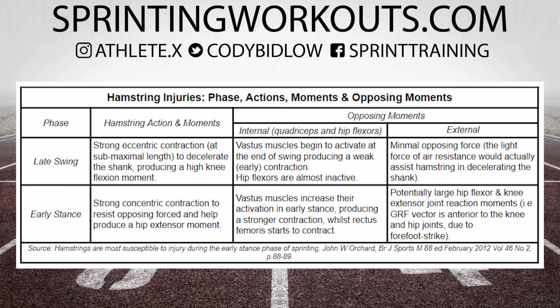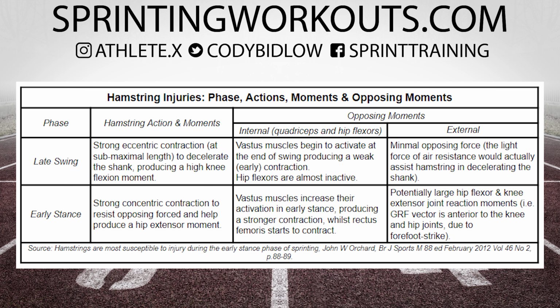Externally, there are potentially large hip flexor and knee extensor joint reaction moments. So if you think of the ground reaction force vector that you're dealing with when you're on the ground, it is anterior to the knee and hip joints due to a forefoot strike. So there is the potential for having some intense external opposing forces that the hamstring is having to deal with. And maybe this could also have some impact on whether or not you get injured in the early stance phase. But either way, I don't think we need to really argue about whether it happens at this point or that point.